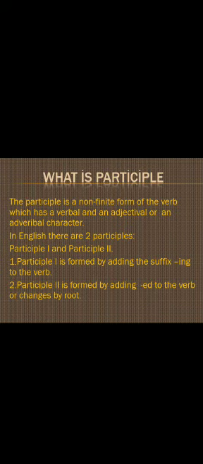Participle 2 is formed by adding ed to the verb or changed by root. For example, I found the lost book on my sister's shelf. In that sentence, the verb lost is participle 2 and in the function of an attribute and has changed by root. The verb lose.